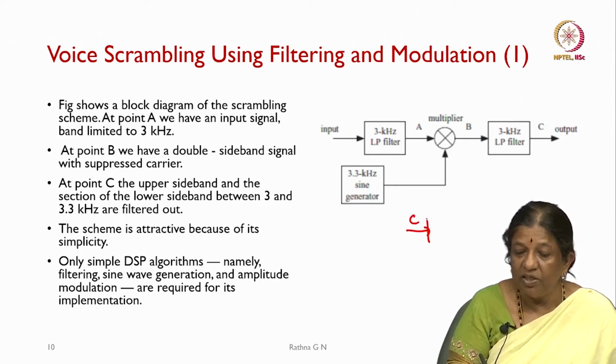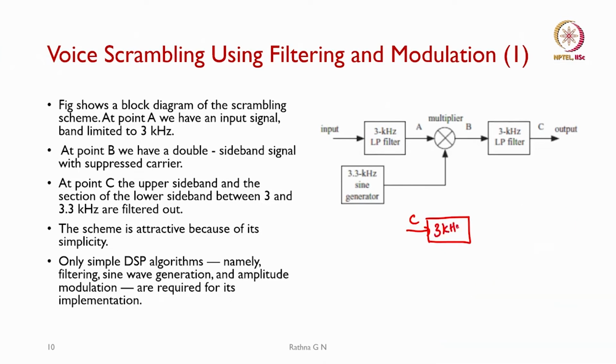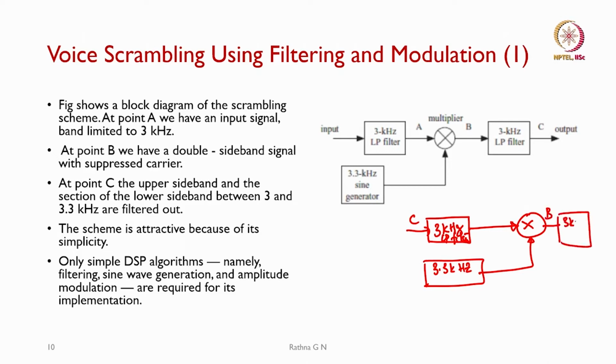I will write instead of my input, C is the one, and the same thing, a 3 kilohertz low pass filter we can design. Then this is given to our multiplier, with the same reference signal, which I am going to keep at 3.3 kilohertz. So this goes to a multiplier here, and then the output B is going to be passed through a 3 kilohertz low pass filter.